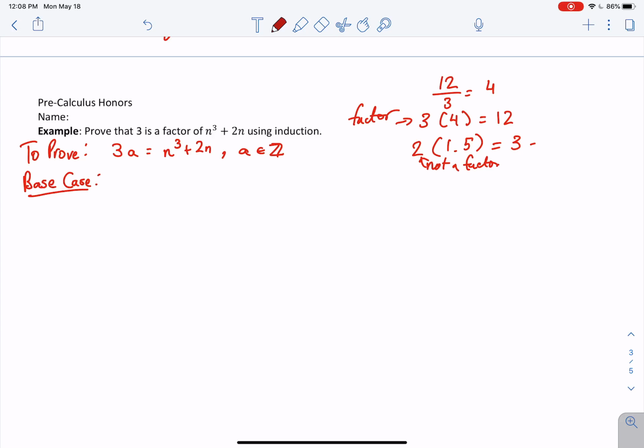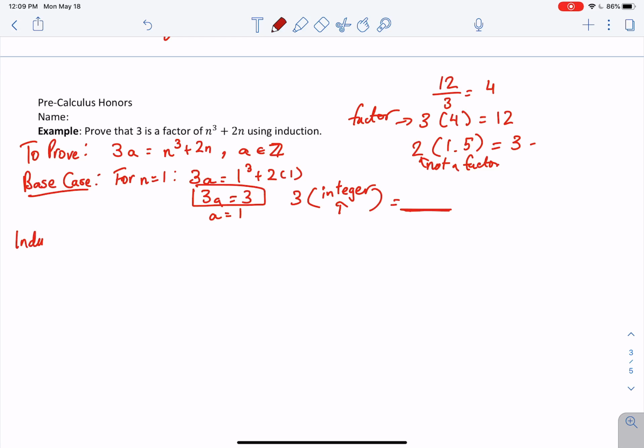Anyway, so the base case here would be where n is 1. For n is 1, well, 1 cubed plus 2 times 1, well, that's 3, and a is 1. Right, so that works. 3 times something equals 3. This is what we needed. We needed to end up getting 3 times something equals that expression on the right side, where this is an integer value.